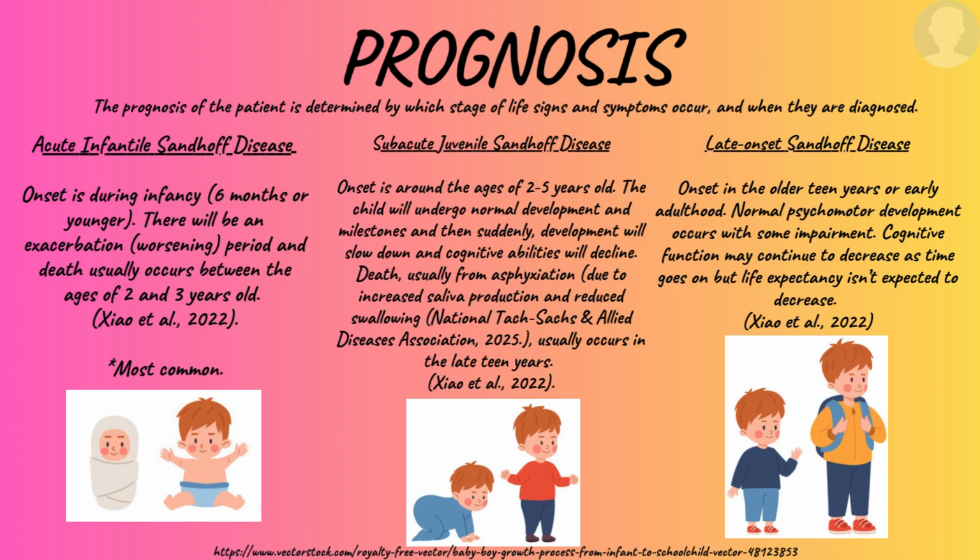Subacute juvenile Sandhoff disease is when the onset of symptoms is between the ages of 2 and 5 years old. The child will develop normally, physically and mentally, and reach developmental milestones until the onset of symptoms. Then, development will slow down and intellectual abilities will decline. Death usually occurs in the late teen years, usually due to asphyxiation from the increased saliva production and the lack of swallowing abilities.